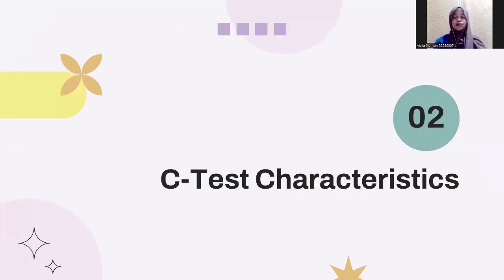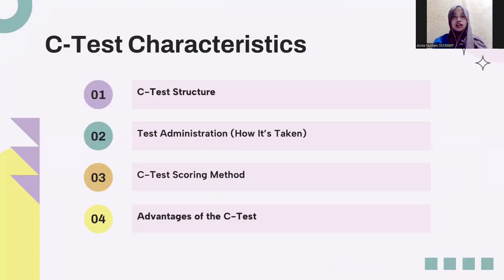And then we move to part 2 of C-test characteristics. This part contains 4 elements. The first one is C-test structure, and then test administration, how the C-test is taken, and then the C-test scoring method, and also advantages of the C-test.